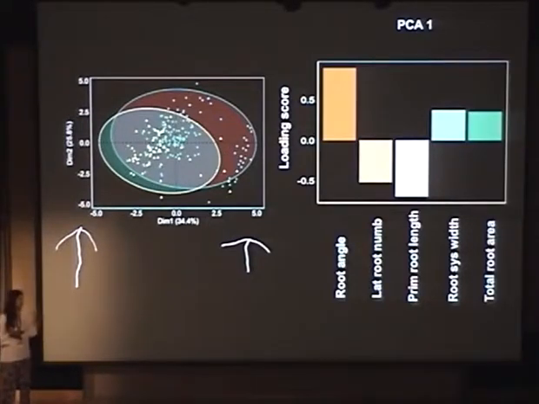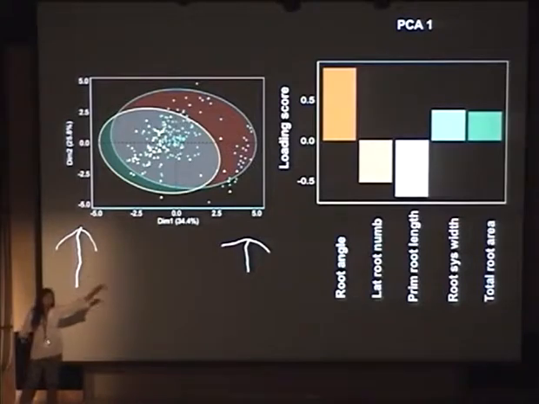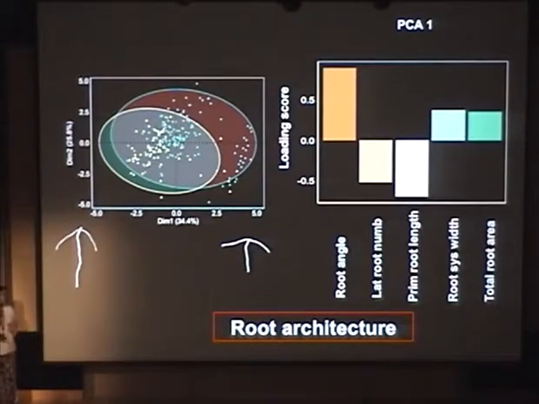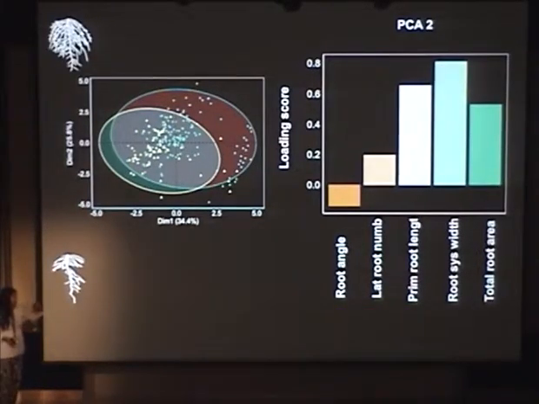So what this indicates to me is that as we move in one direction, we have root systems with shorter primary root lengths and more obtuse angles, whereas as we move in the other direction, we have the opposite. And so this is a good indicator for root architecture. In the second dimension, I saw that primary root length, total root surface area, and root system width loaded most strongly, and this is a good indicator for root system size.